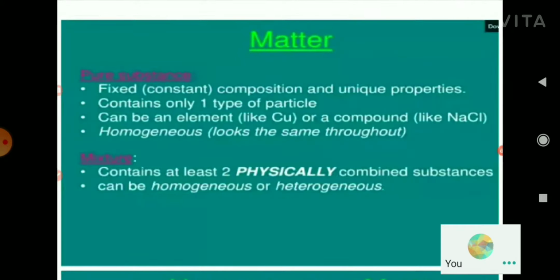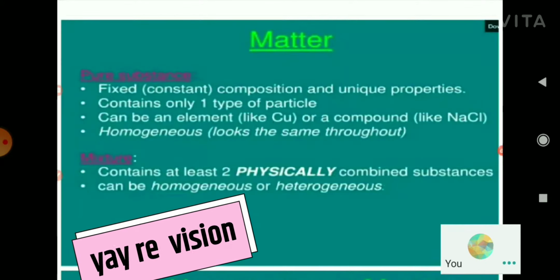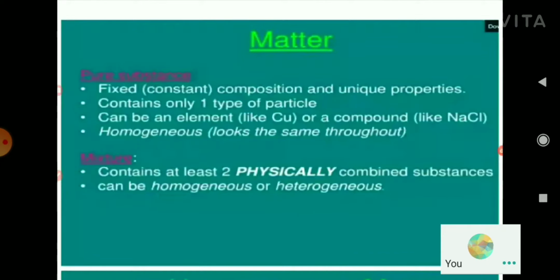In the last video, we discussed pure substances. So what are pure substances? Let's take a quick recap. Pure substances have a fixed, constant composition. They do not have unique properties and contain only one type of particle. Examples are copper or NaCl, and they look like homogeneous mixtures, which look the same throughout. Next is impure, which contains at least two physically combined substances and can be homogeneous or heterogeneous.